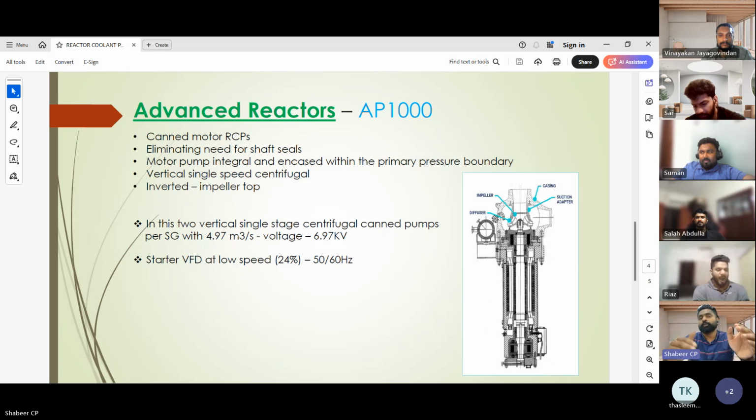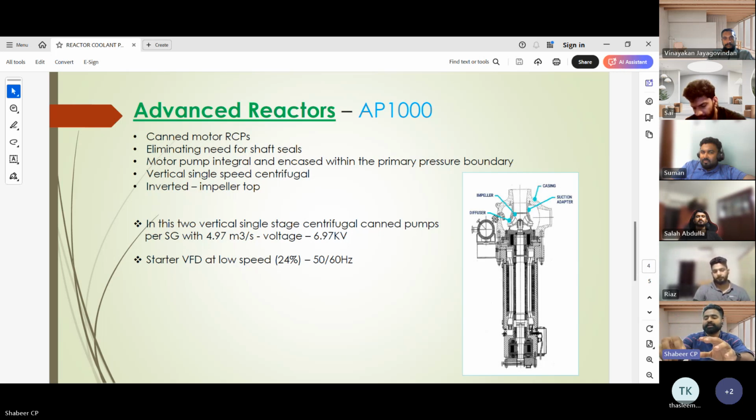But normally we are using VFD, that is variable frequency drive. Sometimes it is called triple V F D, that is variable voltage, variable frequency drive. It controls the starting of the RCP also. Here we can see that at the starting time, the speed will be controlled at lower than 24%. After that, it will run through to the normal speed. So the VFD provides that function for this RCP.